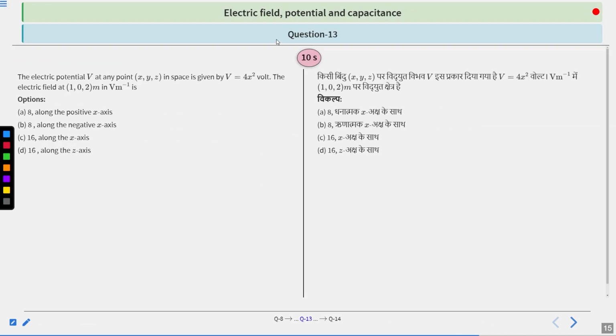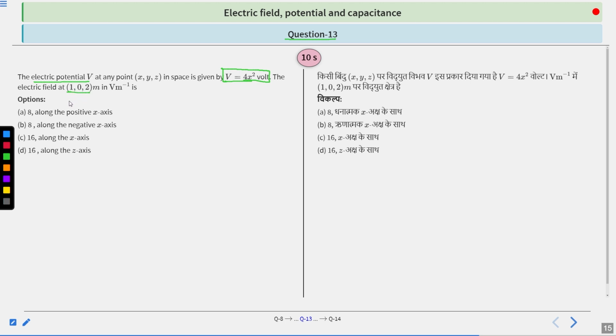Next question, question 13. The electric potential V at any point x, y, z in space is given by V is equal to 4x square volt. So this is the electric potential which is given in this question. Clear? The electric field at the coordinate (1, 0, 2) meter, in volt per meter, is what? So in this question, the electric potential is given and the question asks about the electric field at this coordinate.